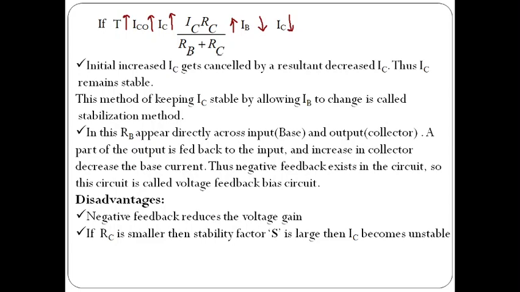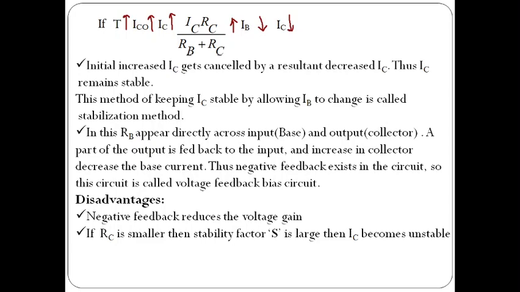A part of the output is fed to the input. So this RB resistor, the base to collector resistor, is connected from output to input. Some part of the output is fed back to the input. An increase in collector current causes a decrease in base current. That means it is increasing the collector current and decreasing the base current. Thus negative feedback exists in the circuit.